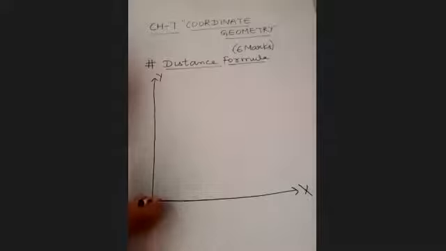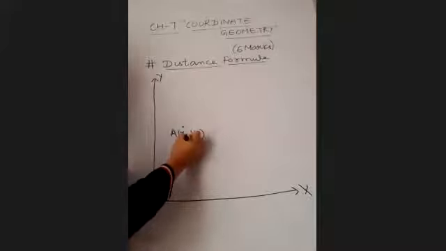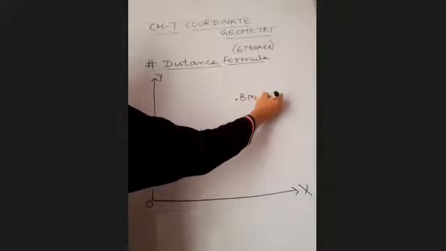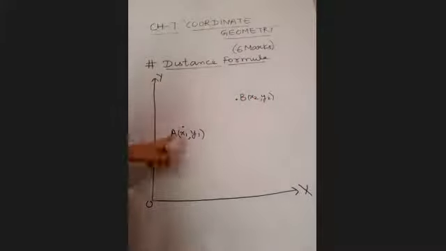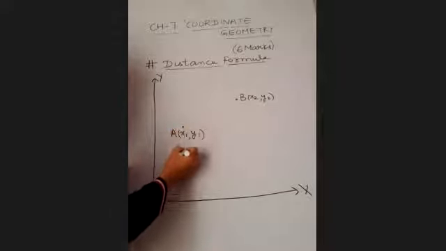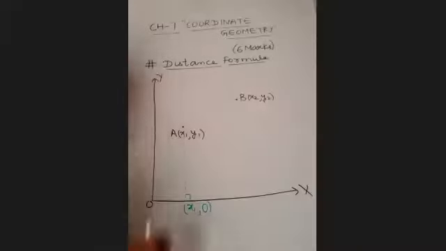Let us have any 2 points here. Let me say A (x1, y1) and B (x2, y2). Any 2 points randomly I have taken in the plane. I need to find the distance between A and B. For that, I am going to drop a perpendicular from A on the x-axis. So this is 0 for sure, and what should be the value of this one? x1. You know this is x1, so this is a straight line with x1 as the coordinate.